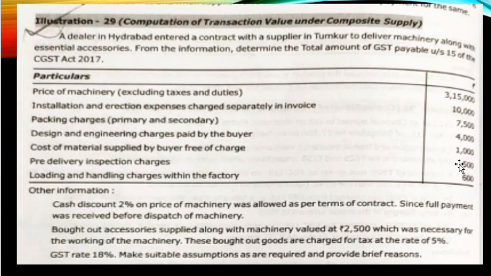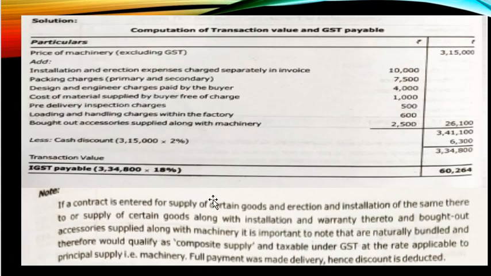Now here we will come to know this is an IGST case, because the dealer in Hyderabad entered a contract with the supplier in Tumkur. Hyderabad and Tumkur are in two different states: Hyderabad in Telangana and Tumkur in Karnataka. As it is two different states, IGST will be charged. So what is the GST rate? 18%. So 18% will be charged on the transaction value.